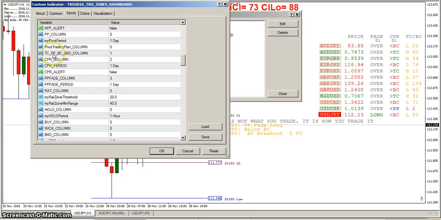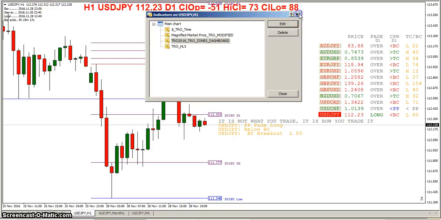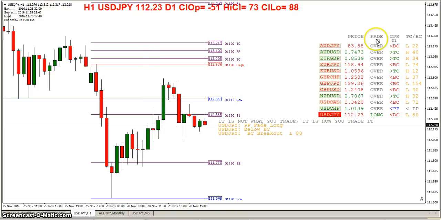We have the TC/BC breakout column. That's for the central pivot range. I guess maybe I could have said CPR breakout. That's this column here. Then we have the CPR column, and then we have the PP fade column, and I'll explain what those are right away. So TC, BC, and the pivot point. This is the central pivot range, the area between the TC and the BC.